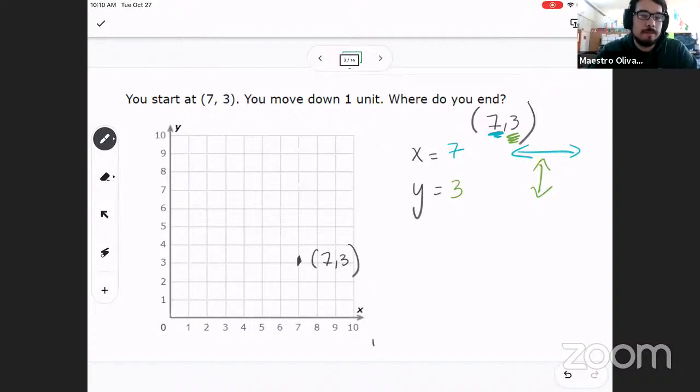But we're not finished. In fact, that's not what we're supposed to do. We're supposed to move down 1 unit. So our actual point is this one. What are the new coordinates of that point? What's the x value? And what's the y value? (7, 2)?